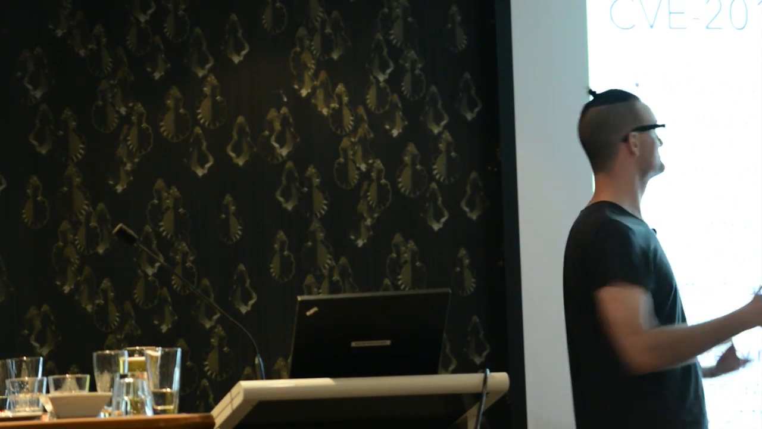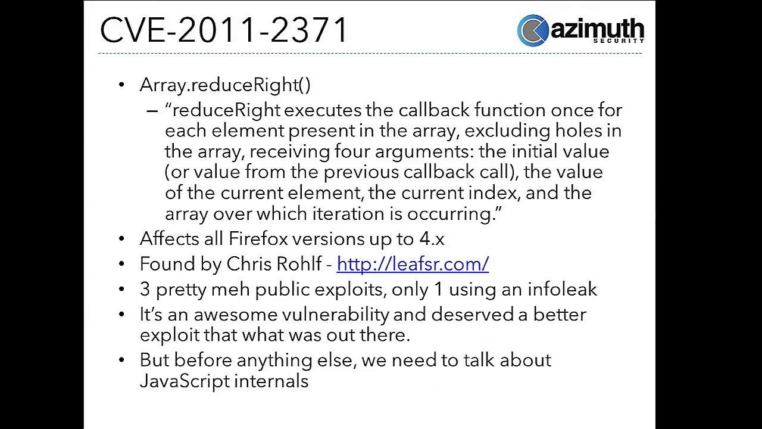All right, so the ReducedRight vulnerability. As I said in my first thing, I actually didn't know what ReducedRight did when I first wrote this exploit. Actually, I don't even know what IDB key range actually does. You don't really need to know what the functions do, just the underlying mechanics of them, right?